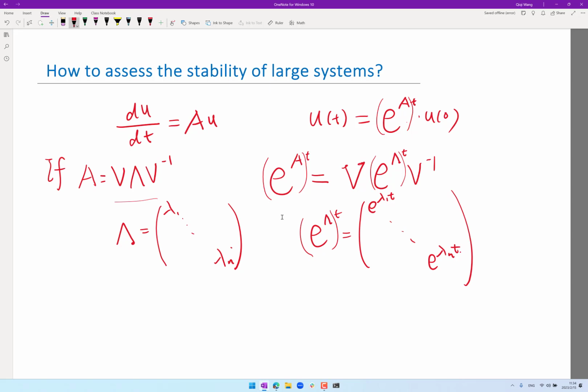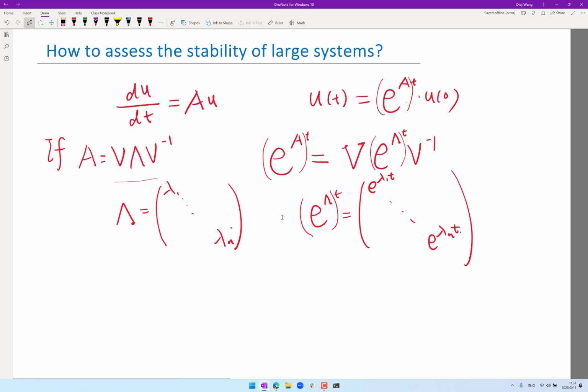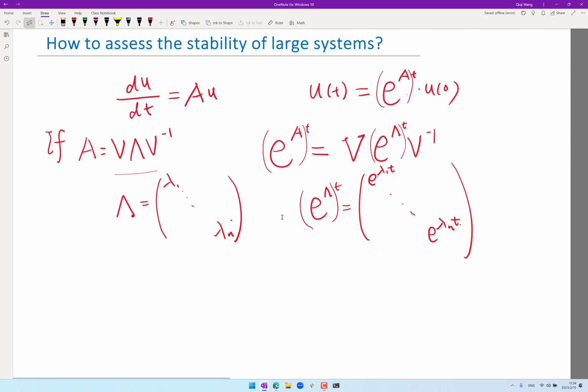Right. So once you have this, what we want is, instead of ordering the lambdas in terms of magnitude, we just order lambdas by the magnitude of e to the lambda. Okay, so what is the magnitude of e to the lambda?